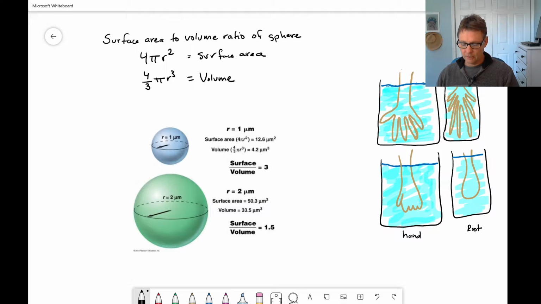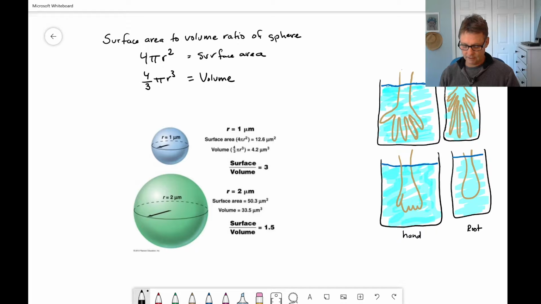But the surface area of a sphere changes by 4 times pi r squared. And so here's some examples showing you that. And the volume changes by 4/3 pi r cubed. So if you start to look at these things mathematically, for example, if you have a small sphere and it has a radius of 1 micrometer, then the surface area would be 12.6 micrometers squared, and the volume would be 4.2 micrometers cubed. And so the surface to volume ratio would be 3.